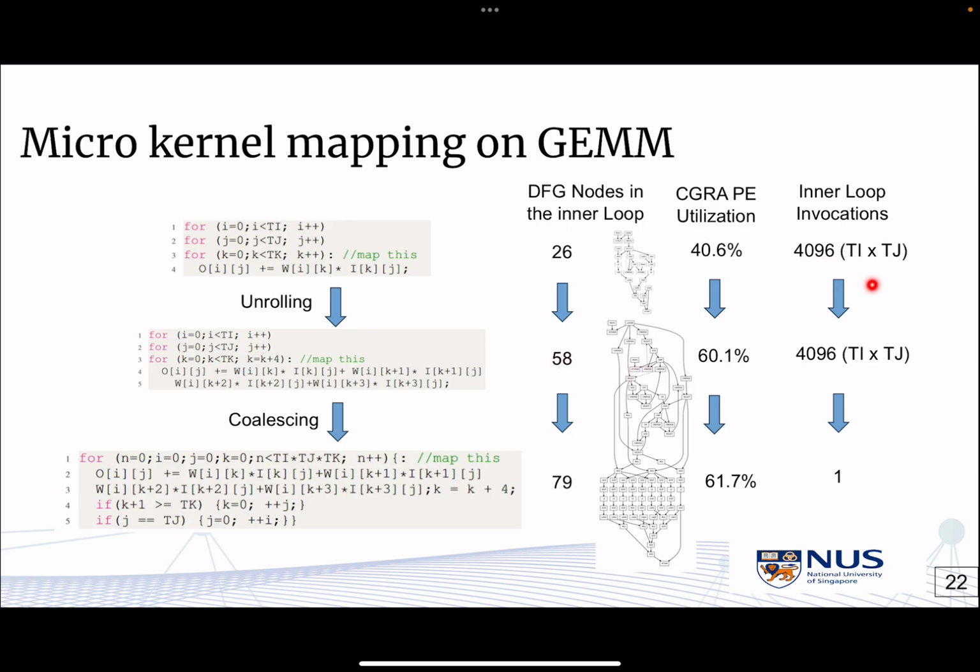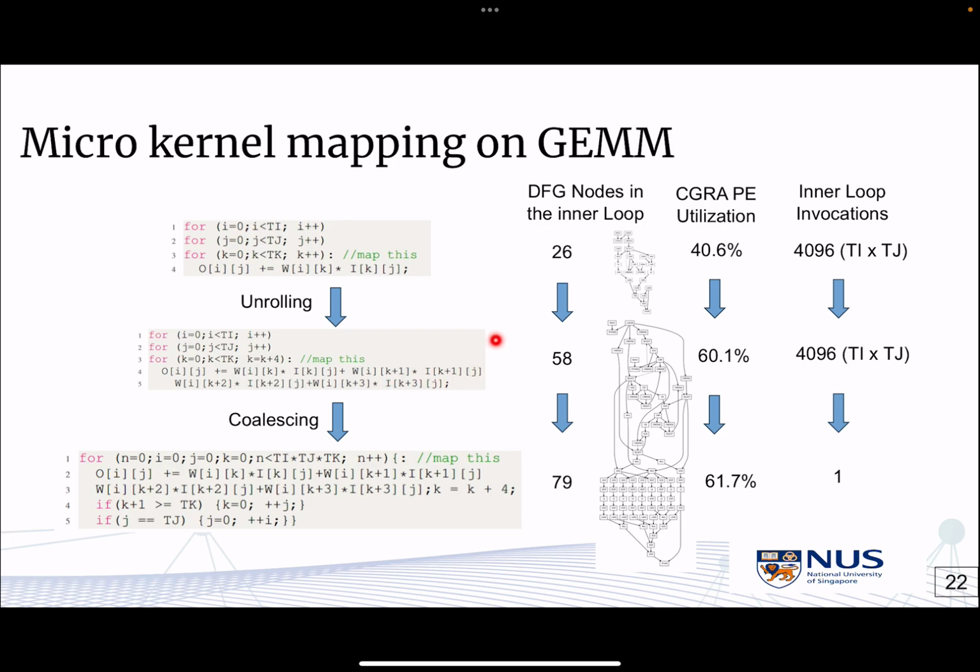These multiple inner loop invocations mean the CGRA host needs to send multiple control signals in order to invoke the loop. So there will be more data transfers; the more invocations you have, the more data transfer you need. So the goal of microkernel mapping is to reduce these invocations, as well as utilize your CGRA PEs as much as possible to get the maximum benefit of the acceleration.